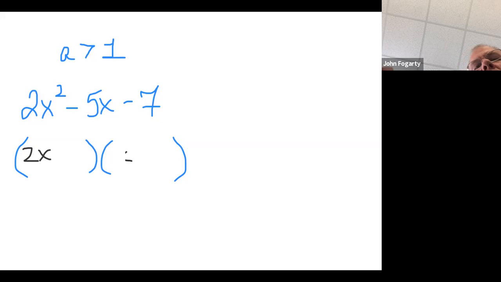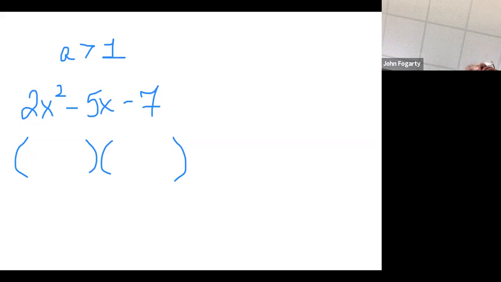But if it was something like 8x squared, well, now you could have 8x times x, and 4x times 2x. What if you had 12x squared? You do 12x times x, 6x times 2x, 4x times 3x. Now all of a sudden, there are a lot more possible answers, a lot more numbers that can go here and here. So this one's kind of easy, but I'm going to show you a little trick.